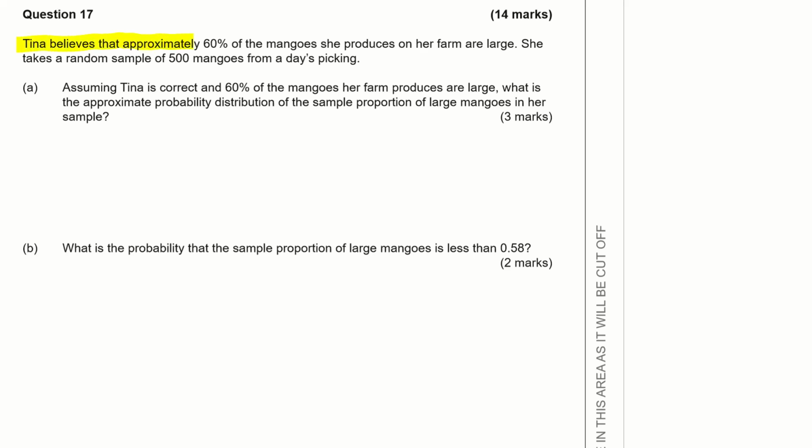Tina believes that approximately 60% of the mangoes she produces on her farm are large. She takes a random sample of 500 mangoes from a day's picking. Assuming Tina is correct and 60% of the mangoes her farm produces are large, what is the approximate probability distribution of the sample proportion of large mangoes in her sample?